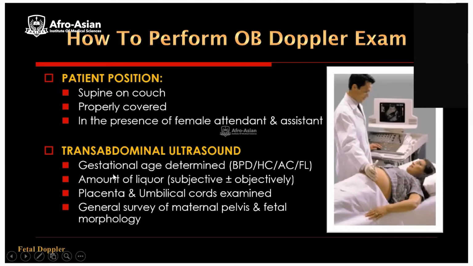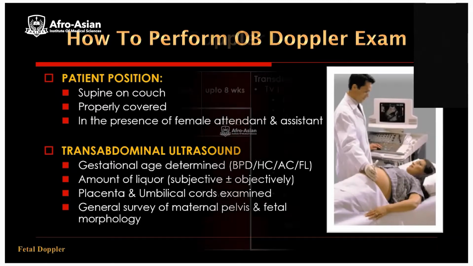The gestational age is determined by BPD, head circumference, abdominal circumference, and femur length. The amount of liquor, subjective or objectively measured, and placenta and umbilical cord examination are done. Then there is the general survey of the maternal pelvis and fetal morphology.